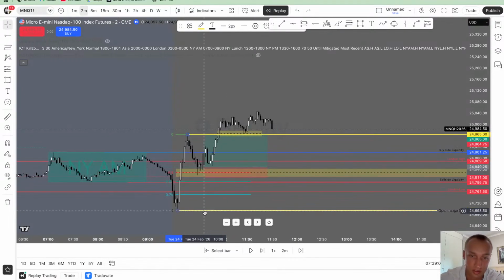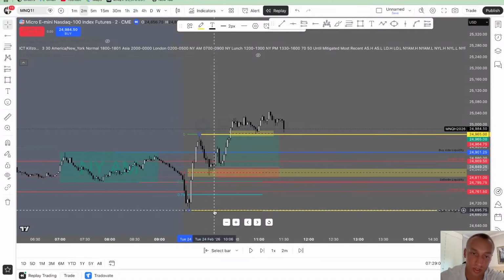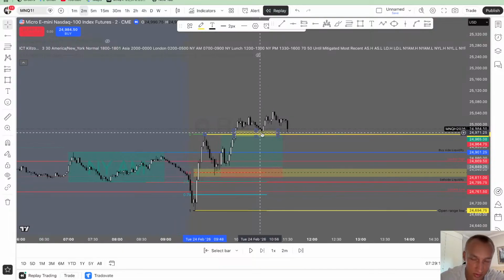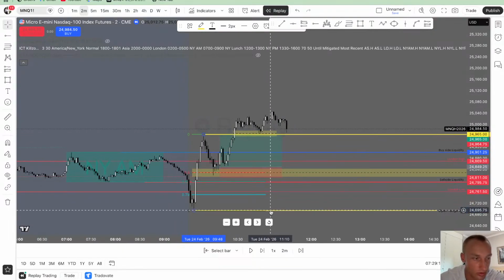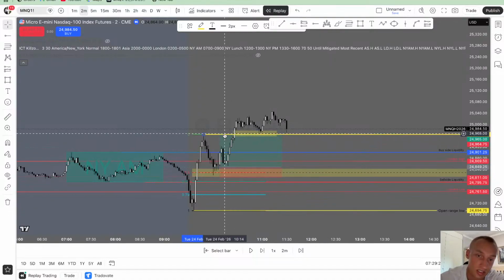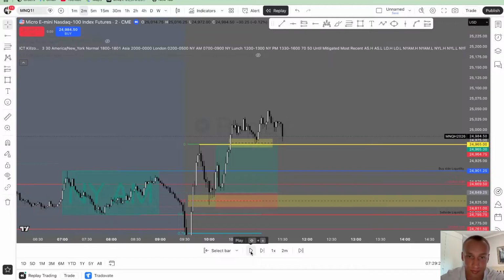So what's nice about your open range low and high, right? Once it passes that, it's very unlikely for it to go to the opposite direction. It has happened, but it's very unlikely. If you've got a strong bias, that's just extra confluence. That's why I mark it down. But you'll see it kind of bounces off. Obviously, we got that fair value gap, but it definitely bounces off the open range low.